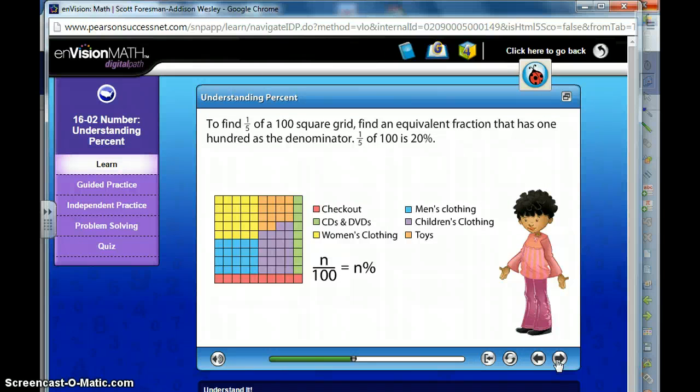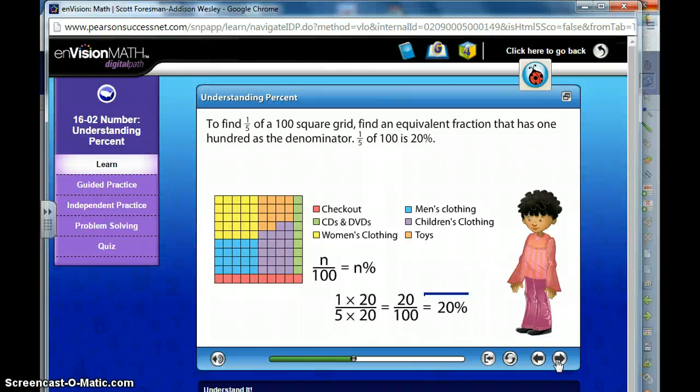To find 1/5 of a 100 square grid, find an equivalent fraction that has 100 as the denominator. And that's it. 1/5 of 100 is 20%.